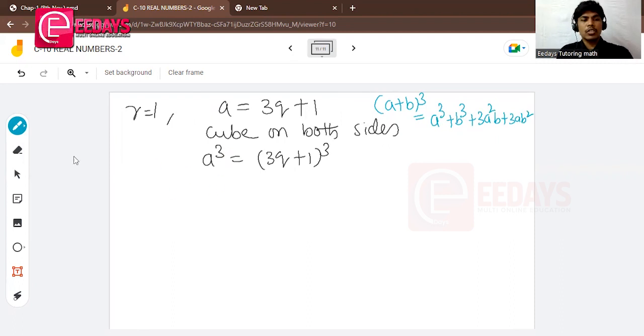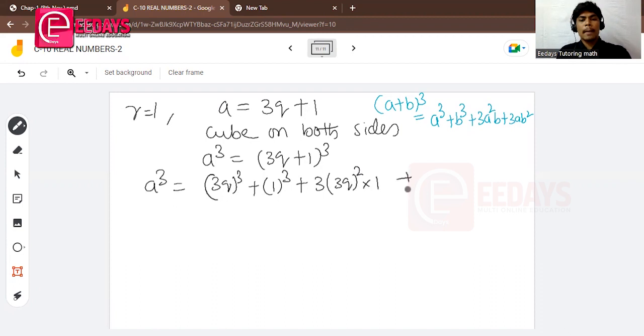Okay. Let's solve it like this. a cube is equal to (3q) whole cube plus 1 cube plus 3a square b, that is nothing but 3 into (3q) whole square into 1, plus 3ab square. Here a is 3q and b square is nothing but 1 square. So I just substitute as usual, guys.